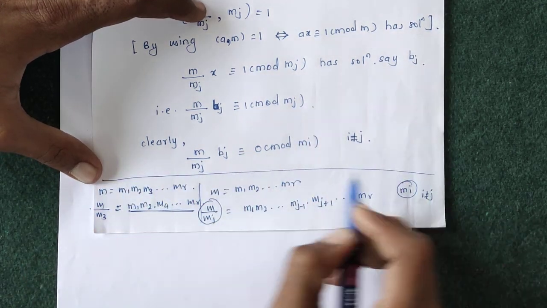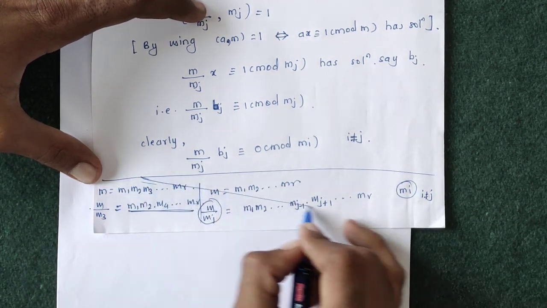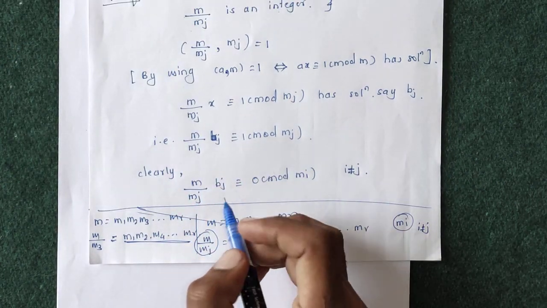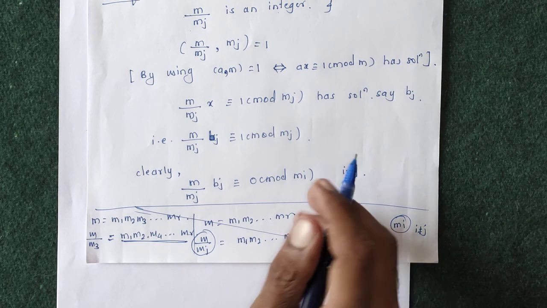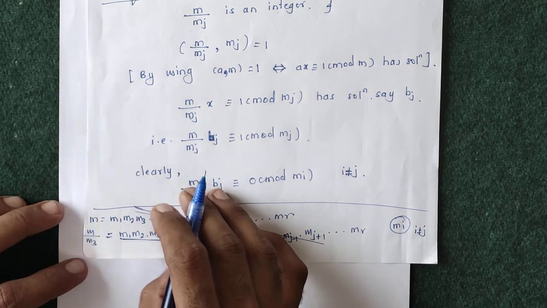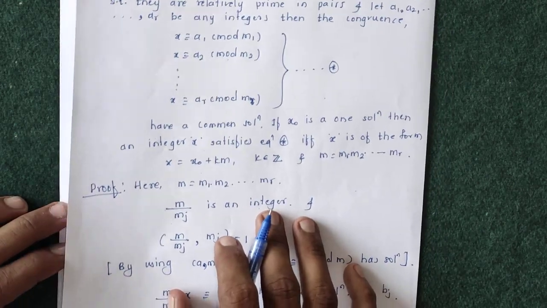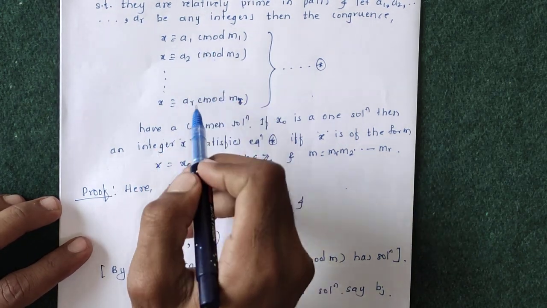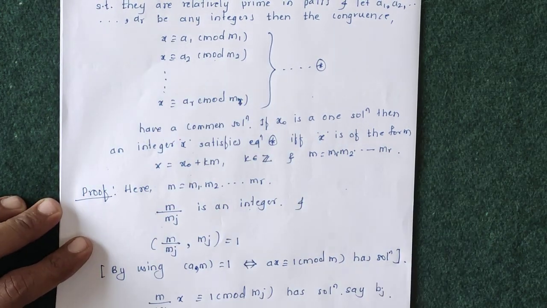This is all rough work, so there is no need to write this in the proof. So clearly we can say that m by mj into bj is congruent to 0 modulo mi. Now we are going to show that, we are just proving that these simultaneous congruences have a common solution x naught.